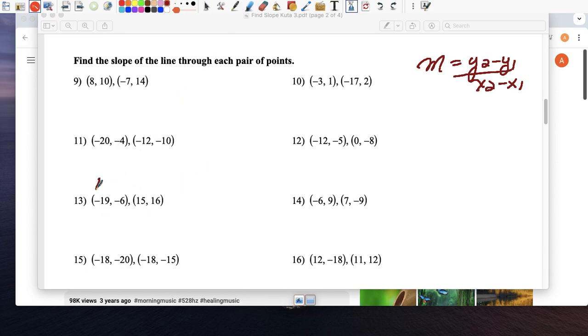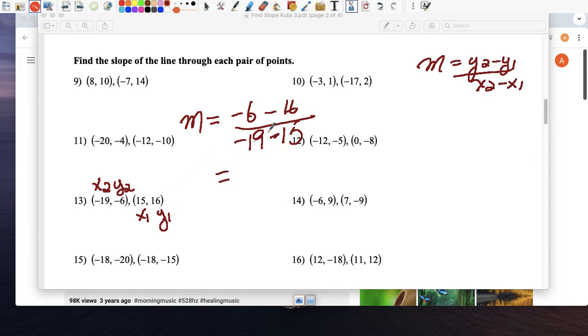Number 13. Okay. X and Y. I'm going to make this the 2's, and this is going to be my x1, y1. So you know who everybody is. Put it in your slope formula. y2, which is -6, minus y1, which is 16, over x2, which is -19, minus x1, which is -15. On the top, we get -22. At the bottom, we get -34. You can simplify this as a negative divided by a negative, and we get 11 over 17. That should have been your final answer.